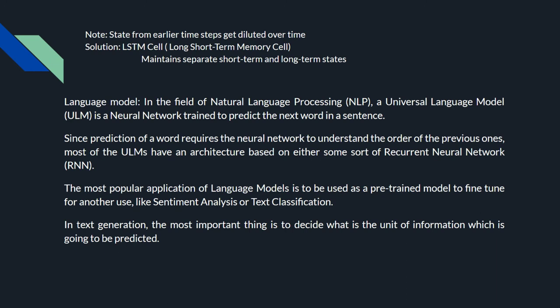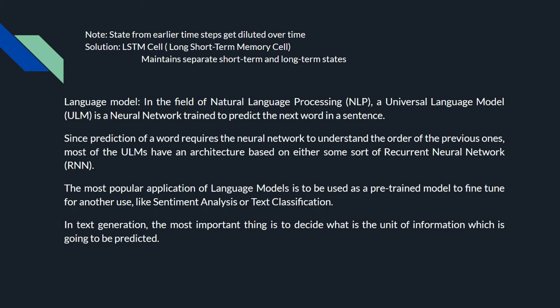There is a glitch here in RNN. Information from earlier time steps might dilute over the course of time. The best possible solution to tackle this is using an LSTM cell. That's a long short-term memory cell. It maintains some memory or storage to hold the information.